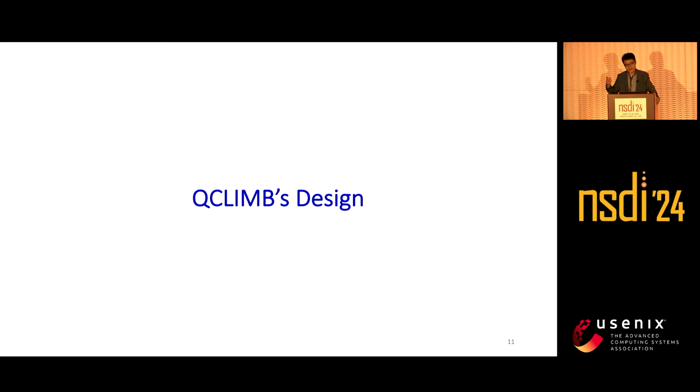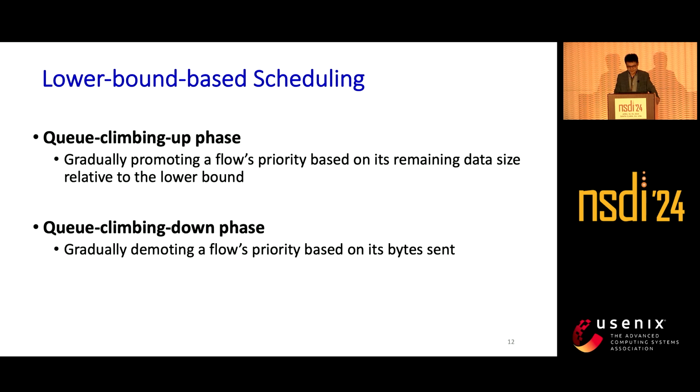And building on these findings, we designed QCLIMB. So QCLIMB's first component is the lower bound-based scattering. And this scattering is based on the lower bounds, and it has 2 main phases, the QCLIMB up phase and the QCLIMB down phase. So initially, each flow is mapped to a priority queue based on its lower bound. And during the QCLIMB up phase, the flow will be promoted to higher priority queues based on its remaining data size to its lower bound.